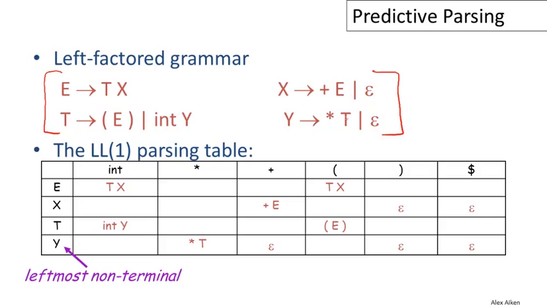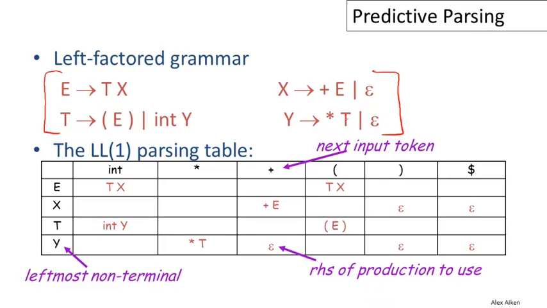So one dimension of the table is the current leftmost non-terminal in the parse tree. So that's on the rows. And then the columns represent the next input token, so the next token in the input stream. And then the entry is the right-hand side of the production to use, so which production we should use at that point in the parse. That's the production that's predicted.